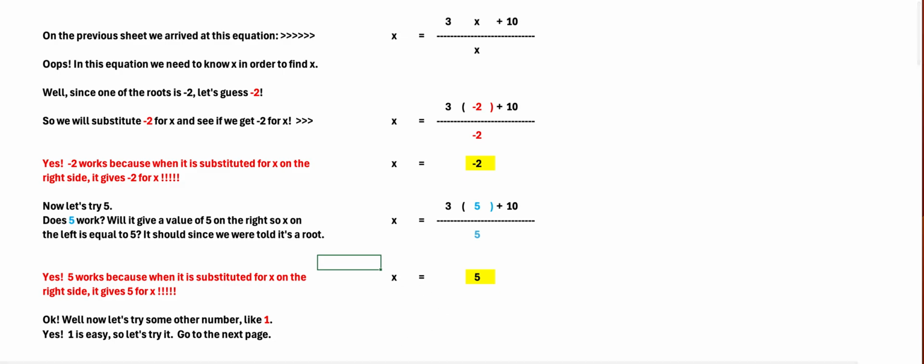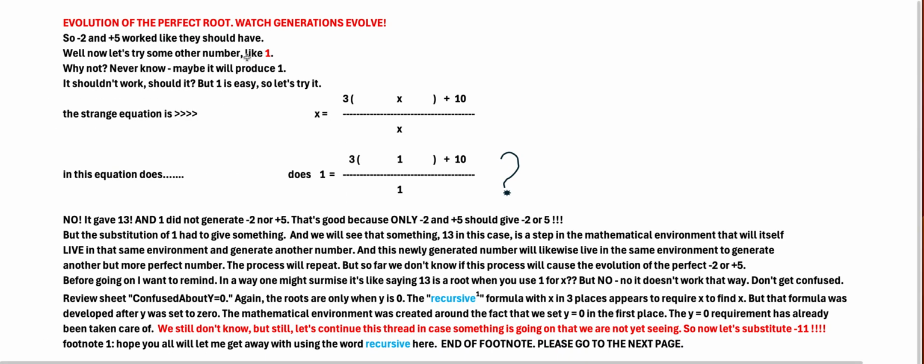Let's go to the next page. I mean, what if we put in a number like 1? You can put in any number you want here. Only negative 2 and 5 will give negative 2 and 5. Well, let's put in 1, so the next page here. And 1 gives 13. Put a 1 here, get 13. Pretty easy, do that in your head. And then we're going to put 13 into both of these places here. See what we get.